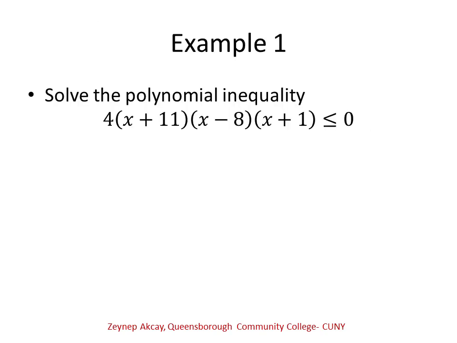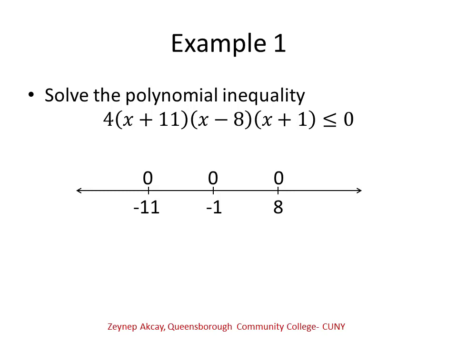First example wants us to solve this polynomial inequality. Observe that this is a third-degree polynomial, which is in the factored form, and we want to find the x values that make this polynomial less than or equal to zero. The question is given in the way that the polynomial is on one side and 0 is on the other side. So we skip the first step. The next step is to find the zeros of this polynomial. And since the polynomial is given in the factored form, this step is also easy to complete. So we find the zeros of this polynomial to be -11, 8, and -1.